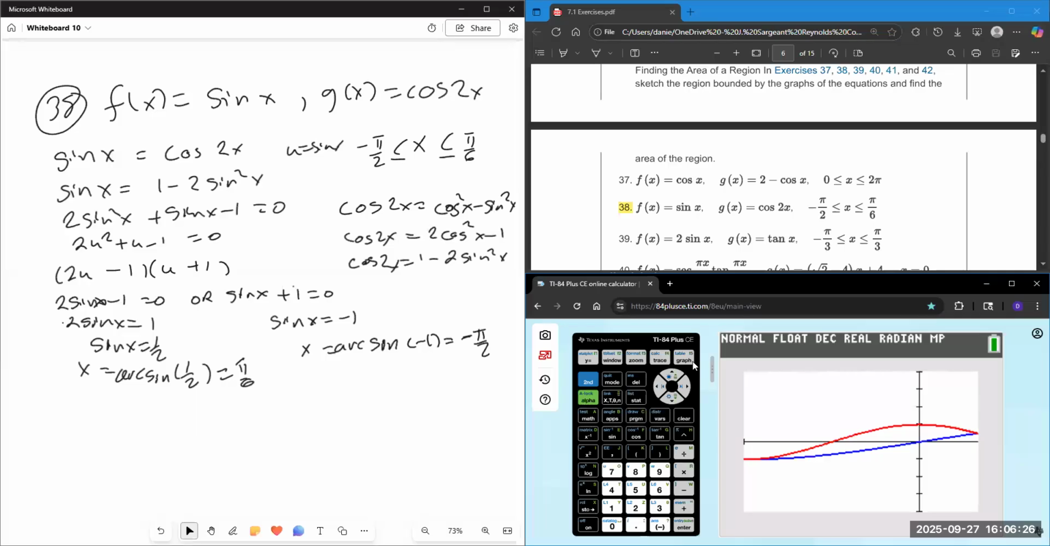So we see that the red function, which when I trace here is going to be cosine of 2x, is bigger. We see our points of intersection though at negative pi over 2 and pi over 6 there. So our setup is going to be the integral from negative pi over 2 to pi over 6 of cosine of 2x minus sine of x dx.